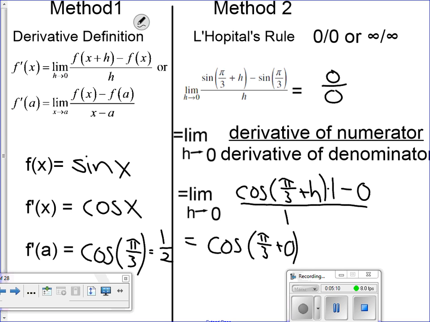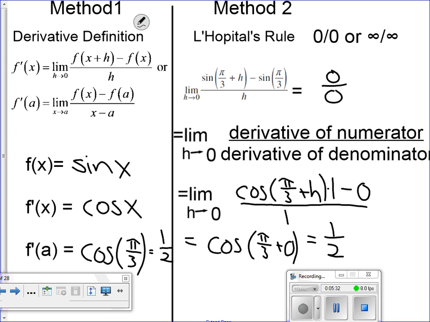Cosine of pi over 3, which equals 1/2. So L'Hopital's rule is good not just for limits, it could also work with the limit definition of the derivative, but anytime you get one of those two indeterminate forms. Sometimes you have to keep going and going until you don't get 0 over 0 anymore, but it's nice.